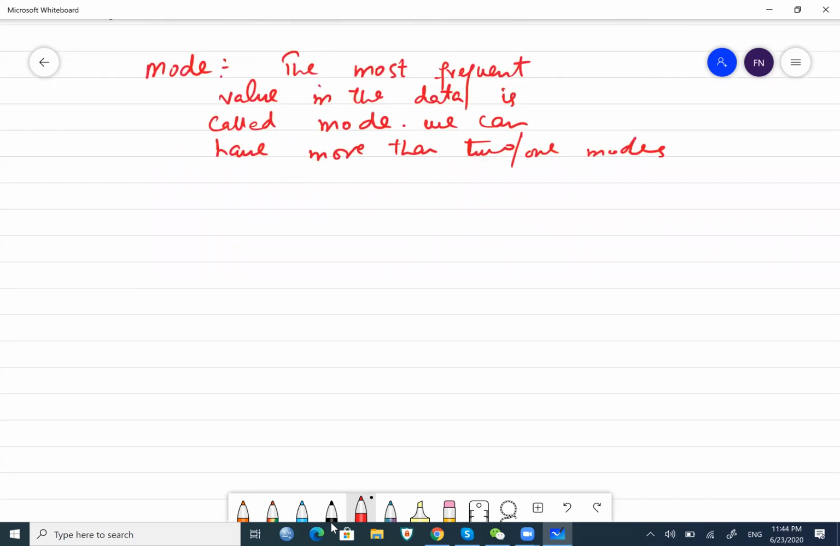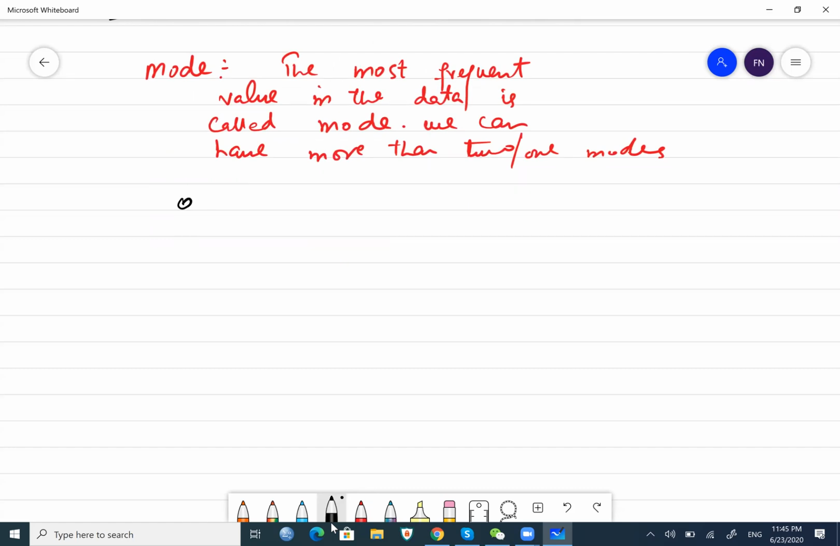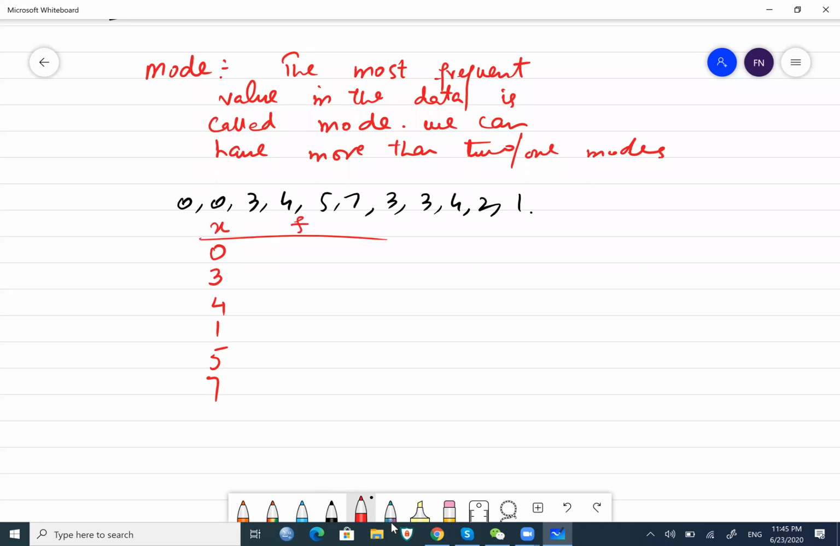For example, you have a data, let's say 0, 0, 3, 4, 5, 7, 3, 3, 4, 2, 1. In this data, which number is occurring maximum number of times? Like we have 0, we have 3, we have 4, we have 1, we have 5, we have 7. So this is our x. We write its frequency. How many times do we have 0? We have 0 2 times.